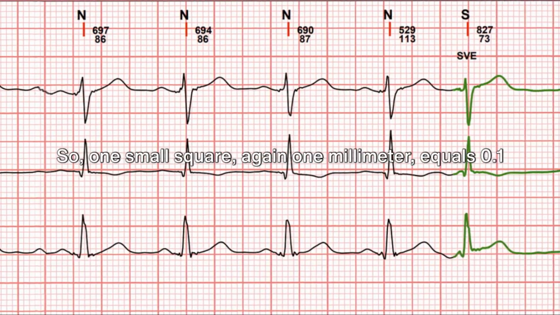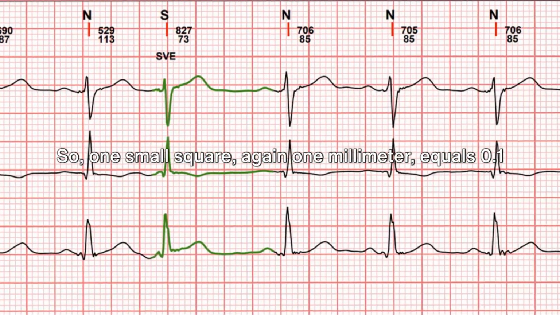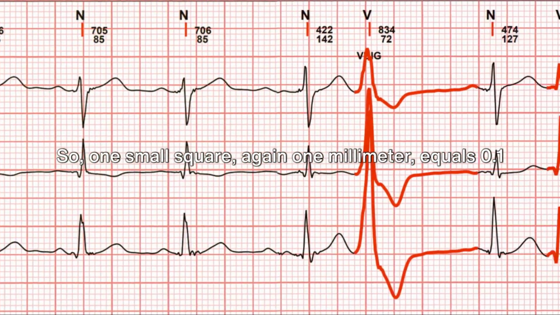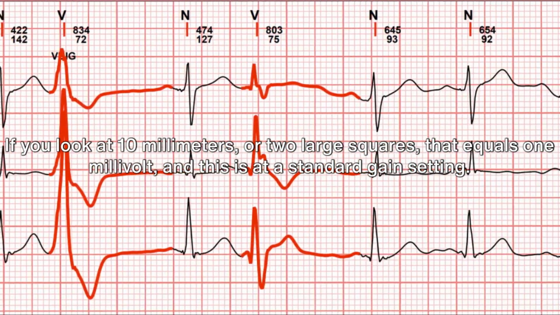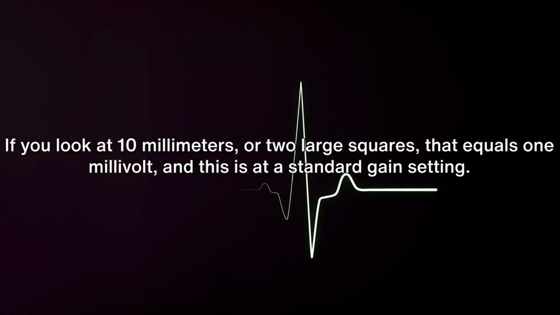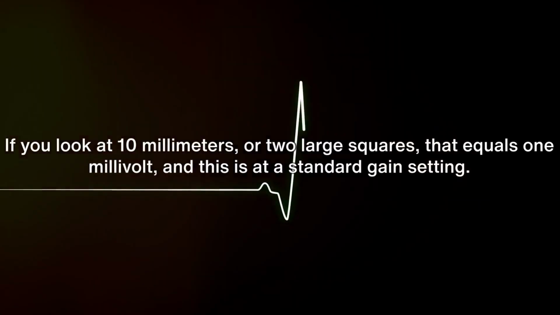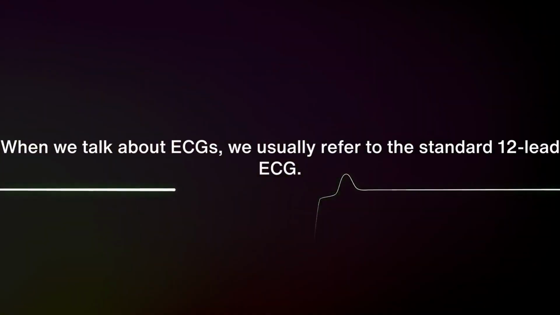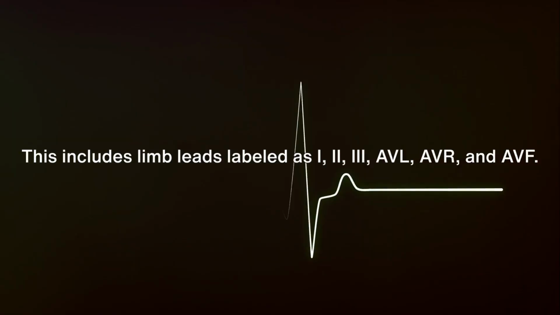This represents voltage. So, one small square, again 1 millimeter, equals 0.1 millivolts. If you look at 10 millimeters or two large squares, that equals 1 millivolt, and this is at a standard gain setting. When we talk about ECGs, we usually refer to the standard 12-lead ECG.